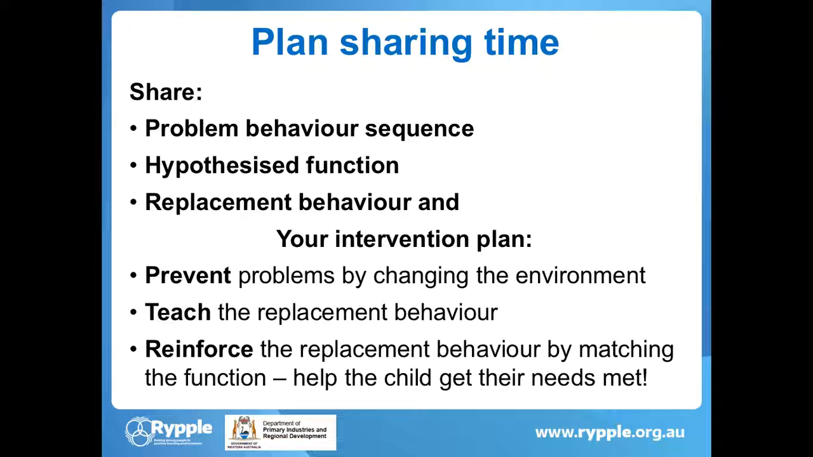Okay, hopefully now you all have an assessment, a functional behaviour assessment, which allows us to form a hypothesis about why the problem behaviour is occurring. We've defined what we want the child to do instead, and we've developed an intervention plan for what the adults are going to do differently: how the adults are going to prevent problems by changing the environment, how the adults are going to teach the replacement behaviour, and how the adults are going to reinforce the replacement behaviour by helping the child to get their needs met.